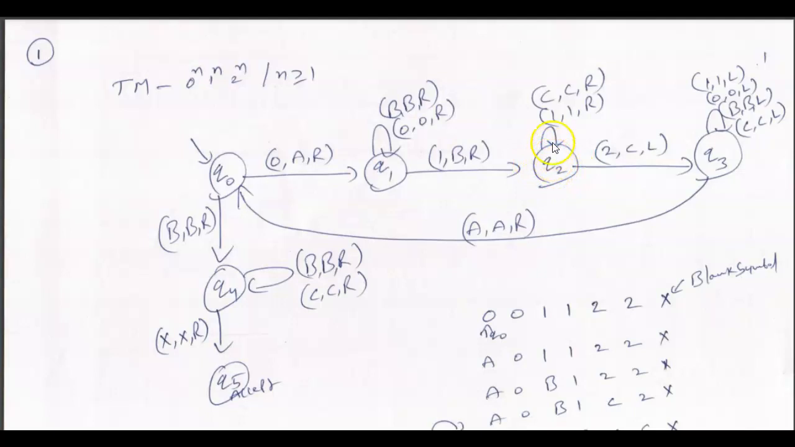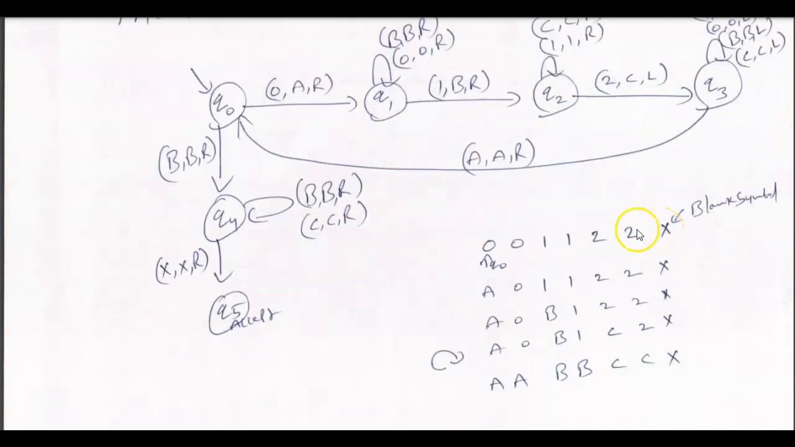In the same way, at Q2 there may be some C's, meaning already processed 2's. We just skip all those C's. While reaching Q3, there may be some B's and some C's, and we skip all of these and move towards the left. You got my point? This will be done until the number of zeros is exhausted.